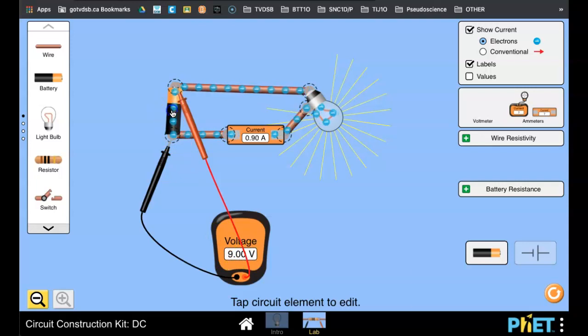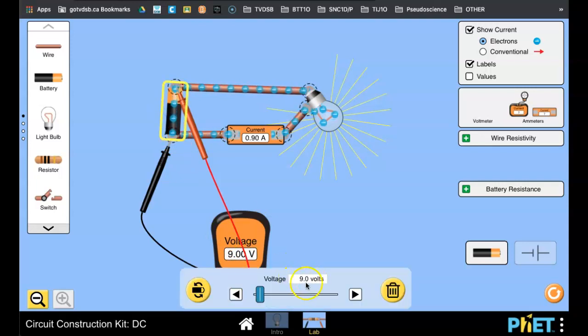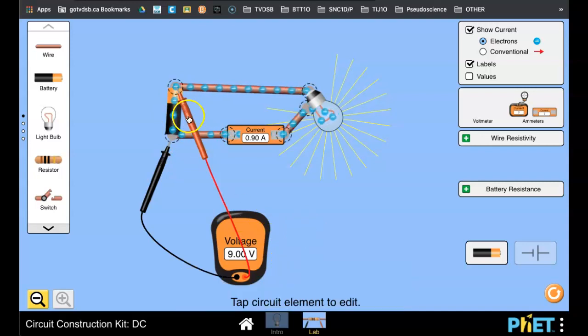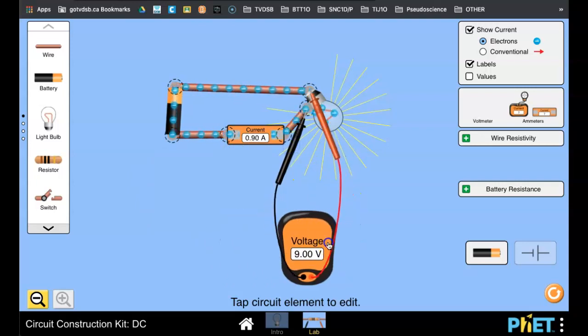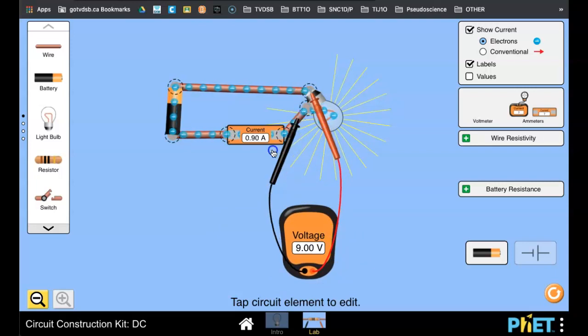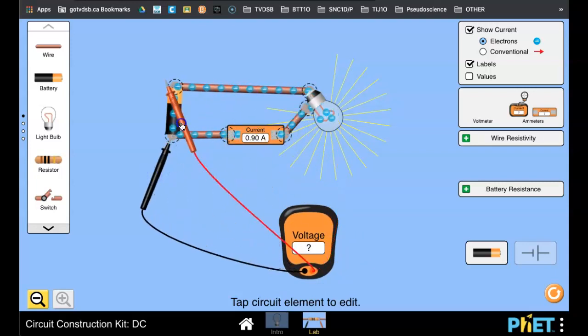And actually, if you click on the battery, you'll notice it gives you information about it, 9 volts. All right? If I do the same thing for the light bulb, it also says 9 volts. So over here, this tells me that the battery gives electrons 9 volts of energy as they go through, because the difference between here and here is 9 volts. So that means between when the electrons went in to when they came out, they gained 9 volts of energy.